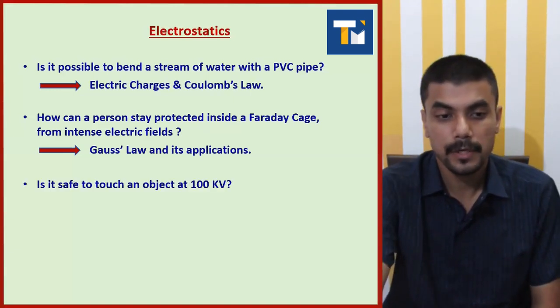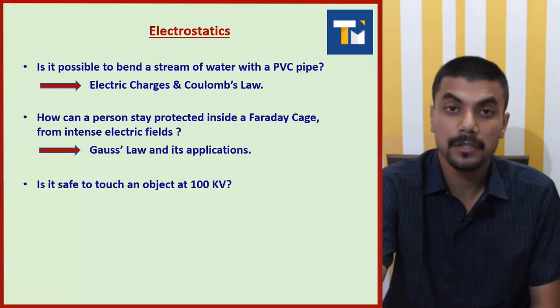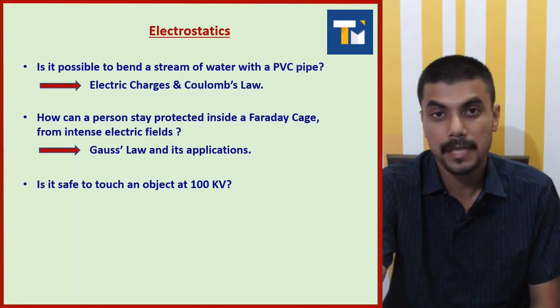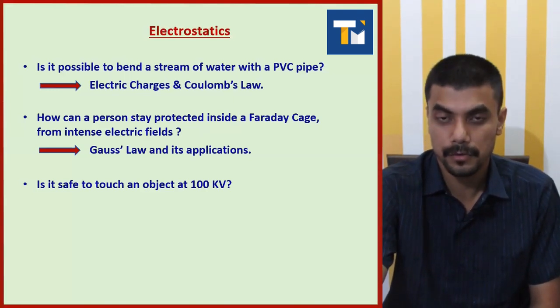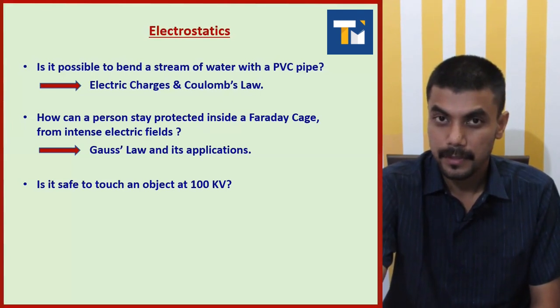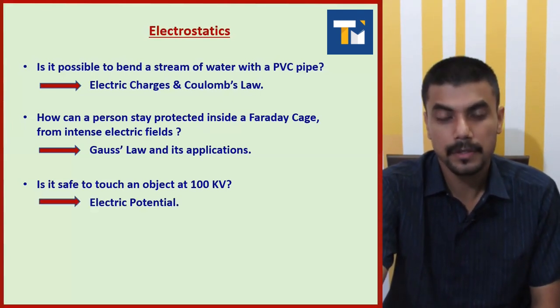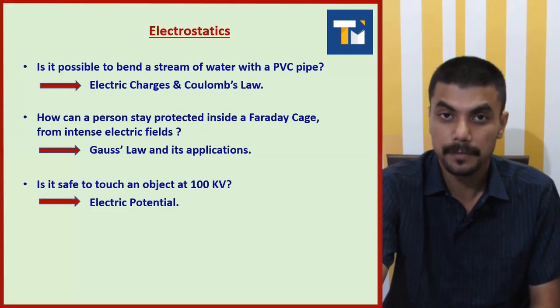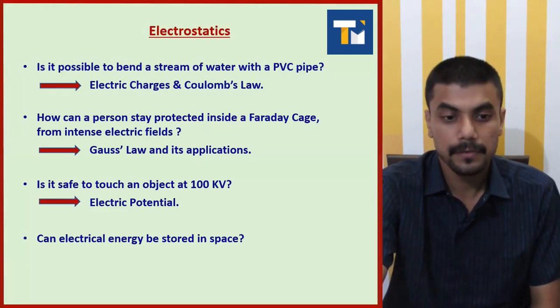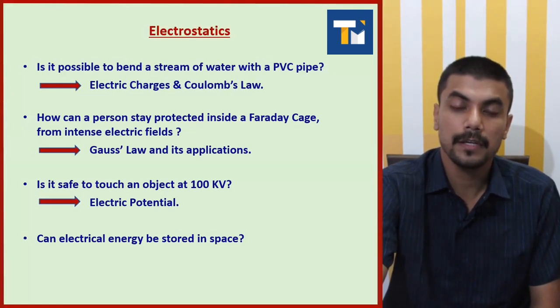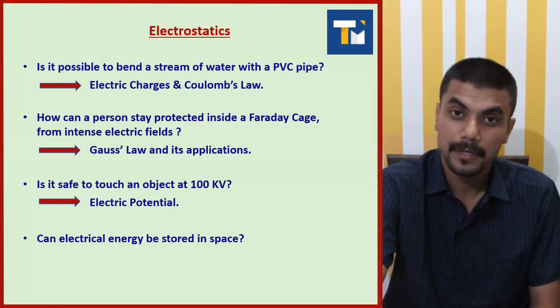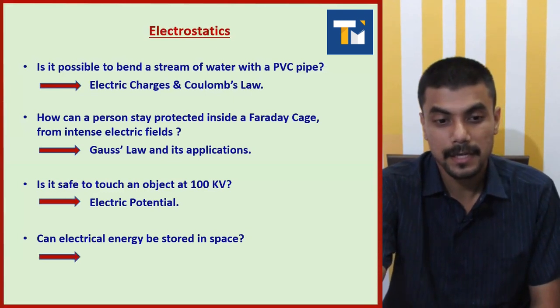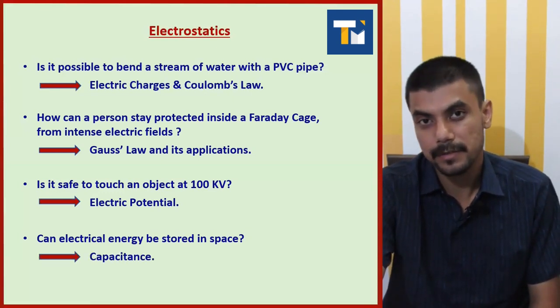After that, we will try to understand whether it is safe to touch an object at a potential which is as high as hundreds of kilovolts or not. The chapter that will deal with this and many other allied concepts is the chapter on electric potential. After that, we'll try to see how is it that electrical energy can be stored in space. The chapter that will help us in understanding that is the chapter on capacitance.